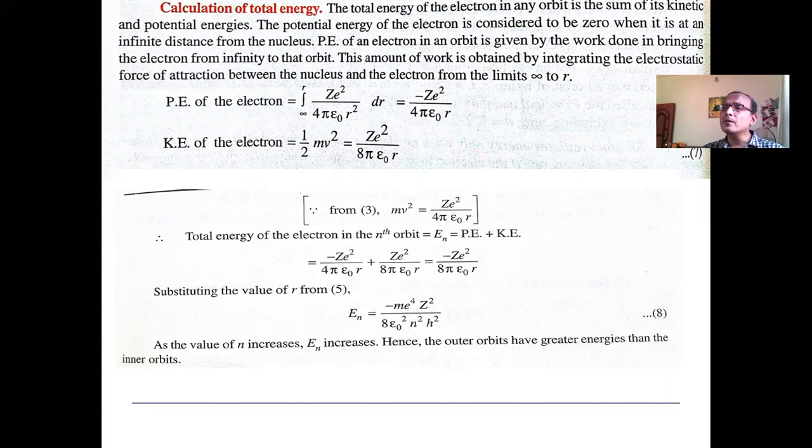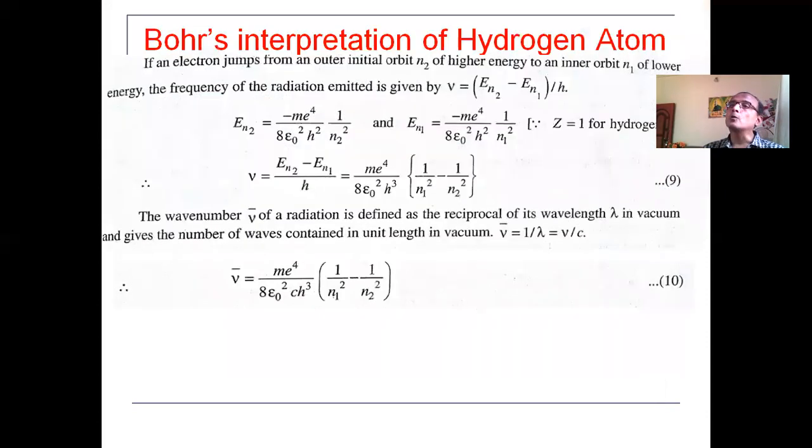As you can see from the formula, as the value of n increases, the energy also increases, and the outer orbit has greater energy than the inner orbit. That means from this formula we can confirm that as the number of orbits goes on increasing, the energy of the electron goes on increasing. The electrons in the inner orbit possess less energy in comparison to the electrons present in the outermost orbit.